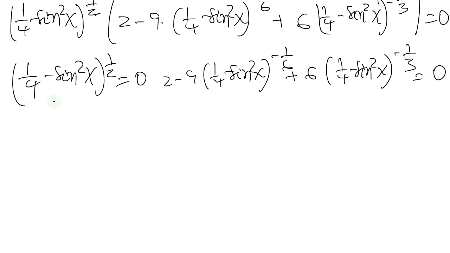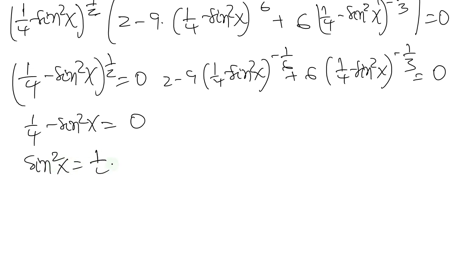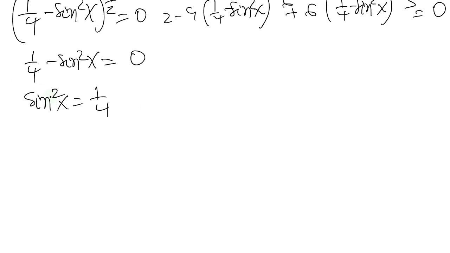Okay, perfect. And then from here, let's solve this one here. So we're going to have 1 over 4 minus sine square x equals 0, because square root of 0 is 0. So this is then sine square of x equals 1 over 4, sorry, and then sine x is equal to plus or minus 1/2.